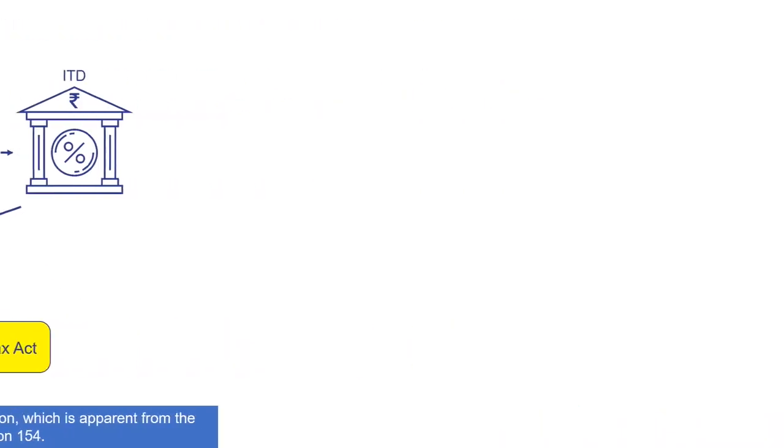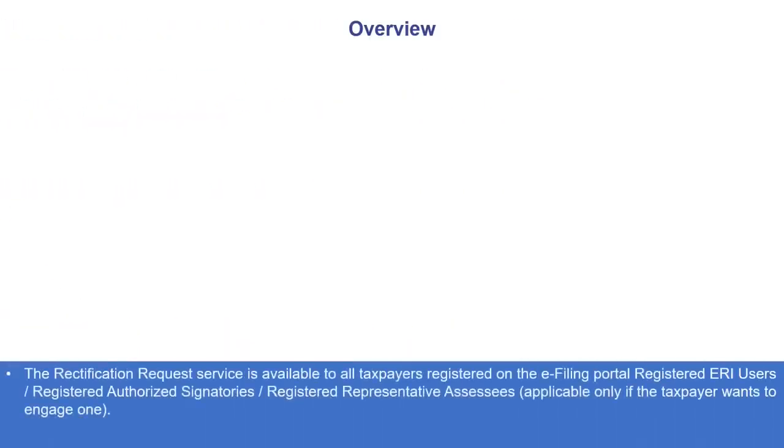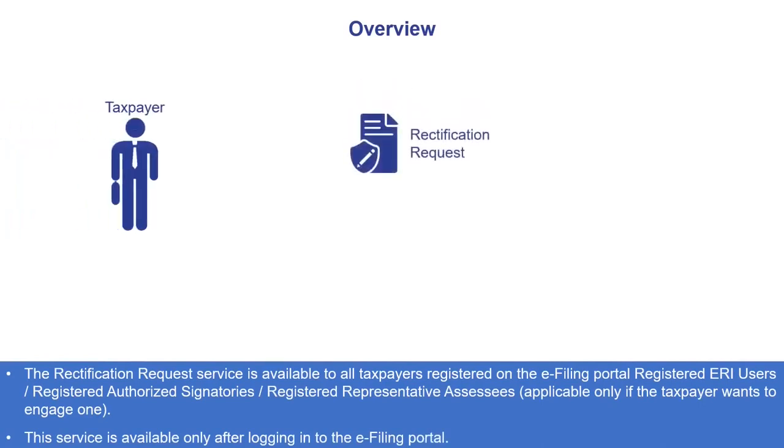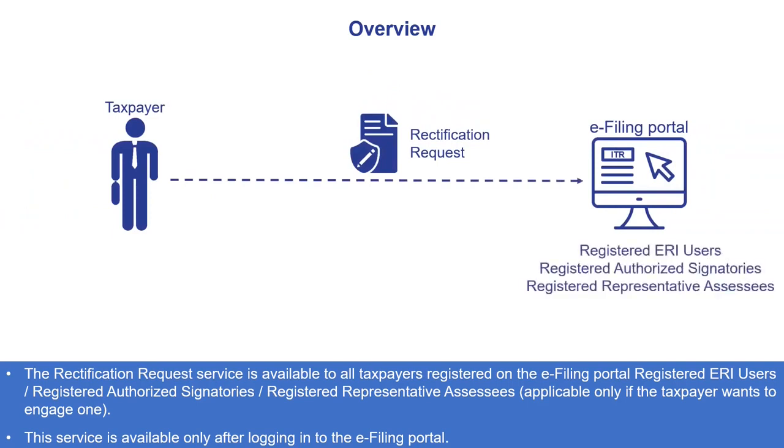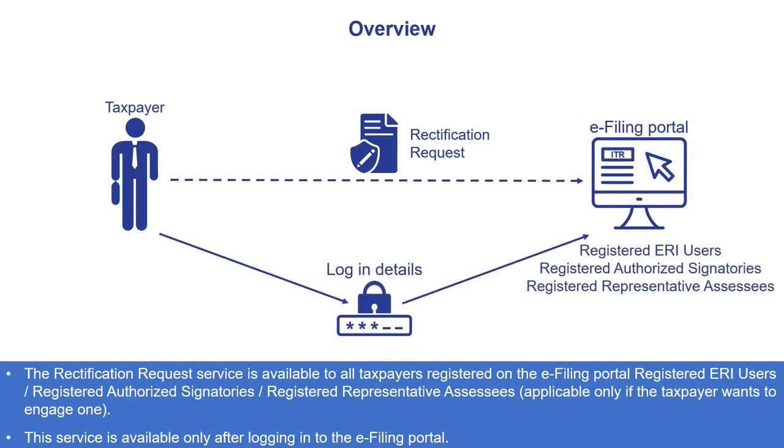This rectification request service is available to all taxpayers registered on the e-filing portal. The service can also be accessed through registered ERI users, registered authorized signatories, and registered representative assessees if the taxpayer wants to engage one. However, this service is available only after logging in to the e-filing portal.